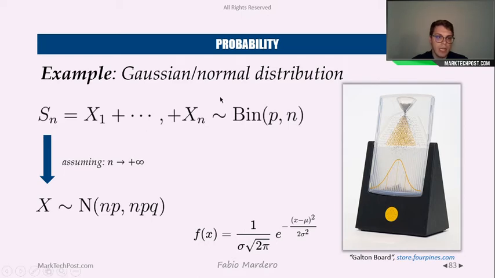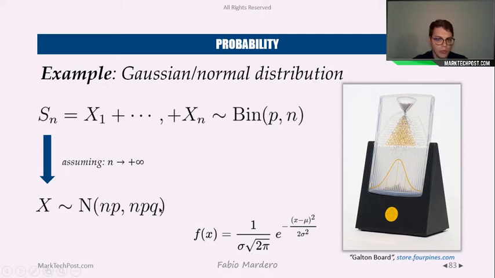In fact, if we take a binomial random variable Sn, and we assume an infinite number of trials, we will get that X, as a generic variable, becomes a normal distribution with these two parameters, this one being mu, and this one being sigma squared.